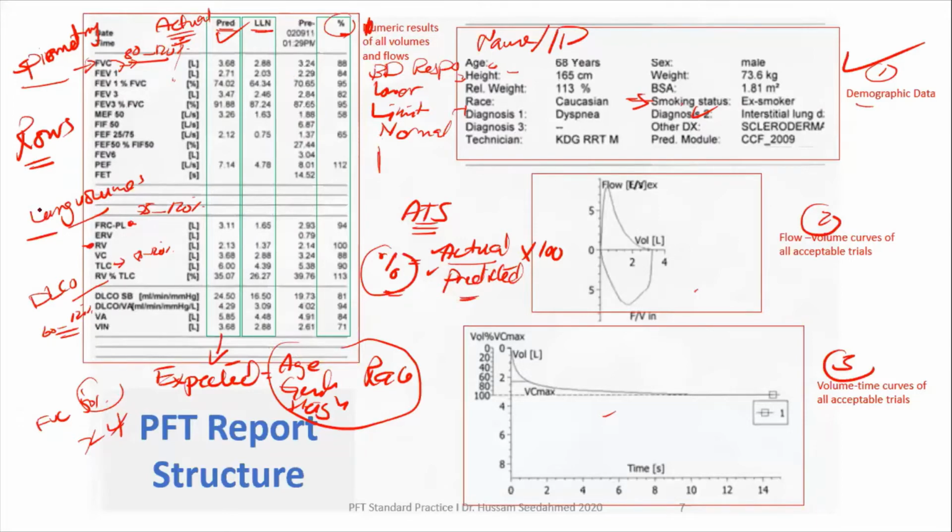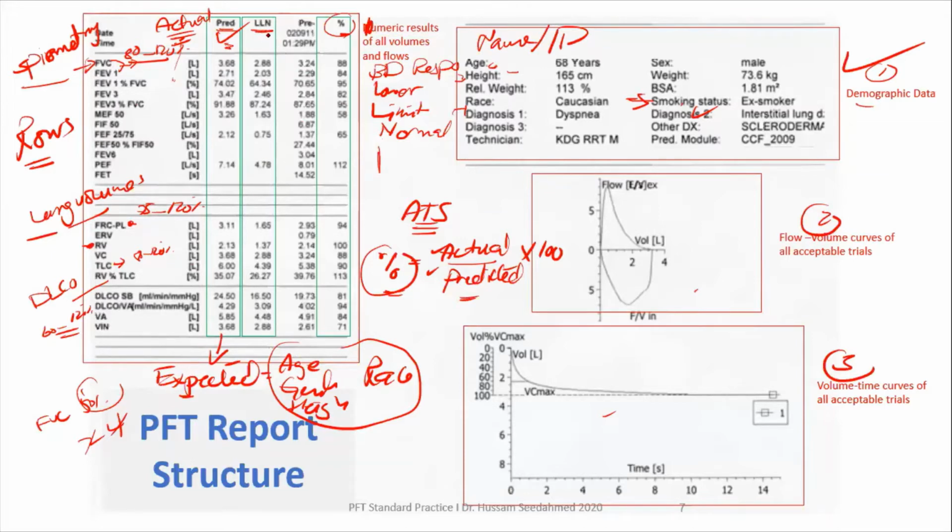We said we have rows, these rows can be spirometry, lung volumes, DLCO, whatever other test is being done, bronchoprovocation test, and there are columns. The columns contain the numbers of the actual test of the patient, then the predicted. We said the predicted is the expected according to the patient's age, gender, height and race.